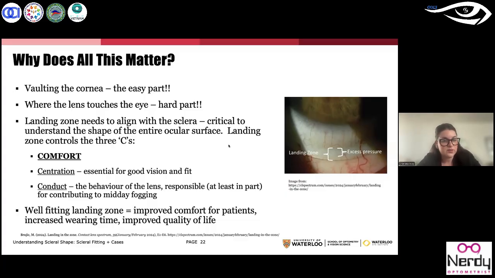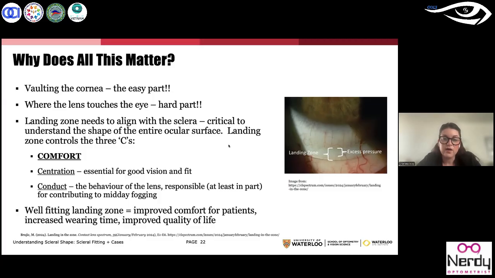And maybe a bit of a stretch with this C, but it controls conduct. So how that lens behaves, whether you're going to get conj prolapse. It's responsible at least in part for contributing to midday fogging. So the landing zone is very important. If it's well fit, it improves comfort for patients, increases wearing time, and improves quality of life. We want that for all our patients.